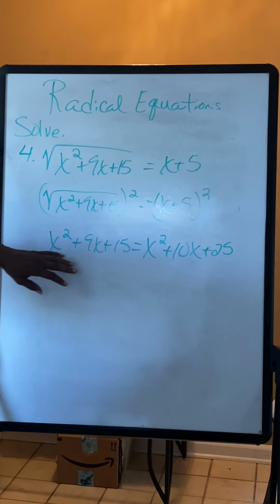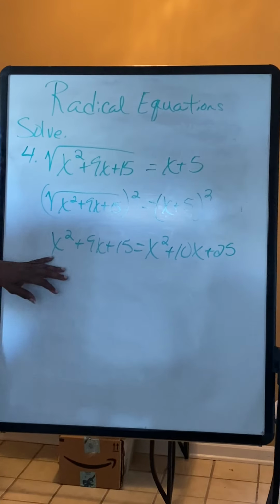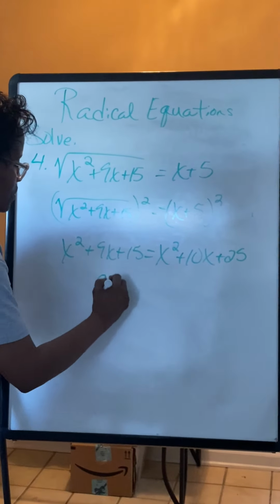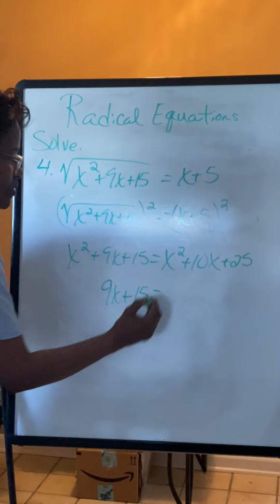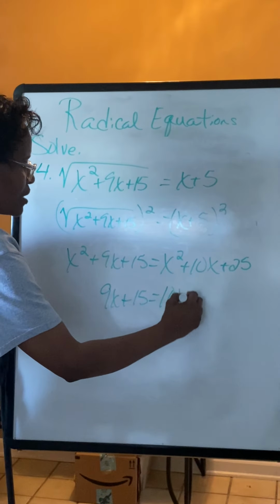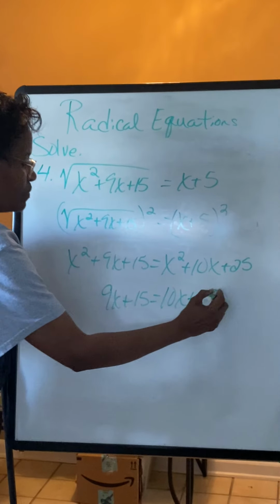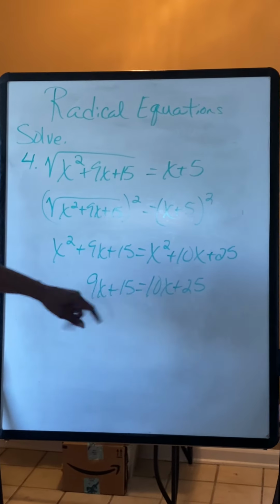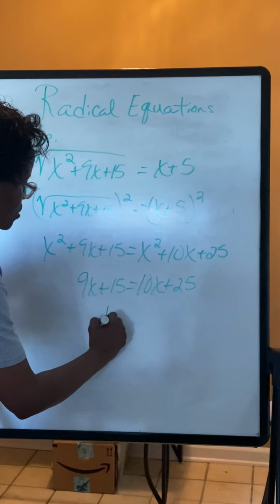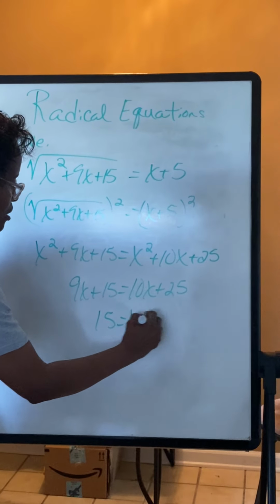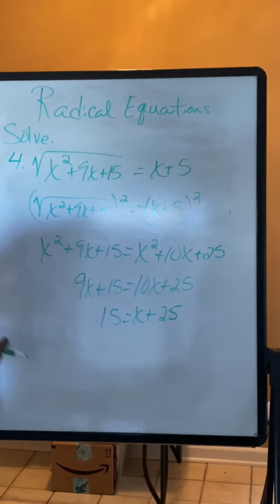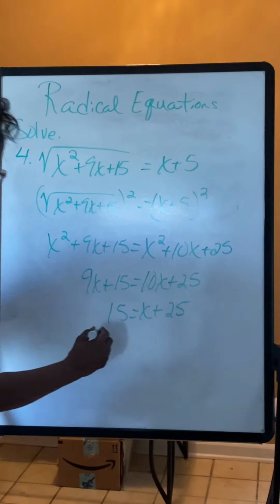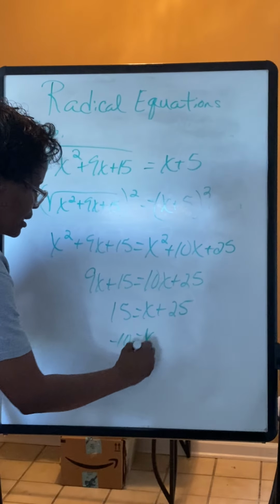If you notice, we have quadratic terms on both sides. If I were to subtract x squared from both sides, that will leave me with 9x plus 15 on the left-hand side. On the right-hand side, I have 10x plus 25. Solve for x. I'll transform the 9x by using subtraction. So I get 15 is equal to x plus 25. Again, I'm trying to isolate my x. Subtract the 25. I get a negative 10 is equal to x.